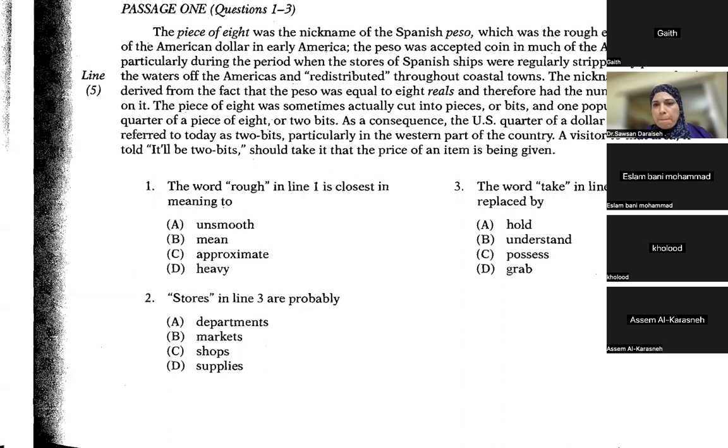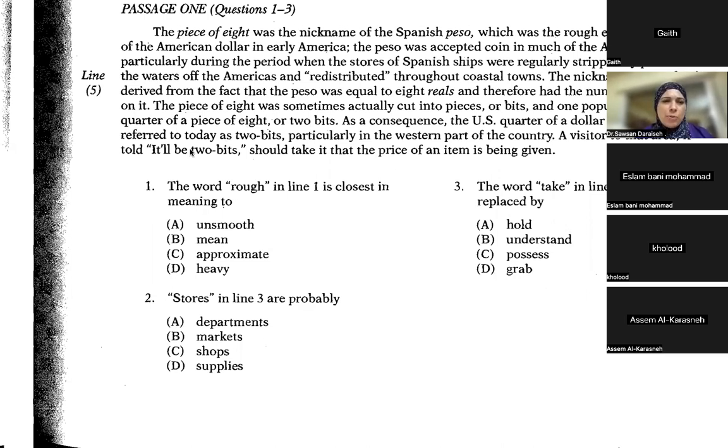The word take in line 9 could best be replaced by it will be 2 bits. Should take it that the price of an item is being given. Hold, understand, process, grab, understand, B. Yes. So you should take it means that you should understand. Yes, that's really true.